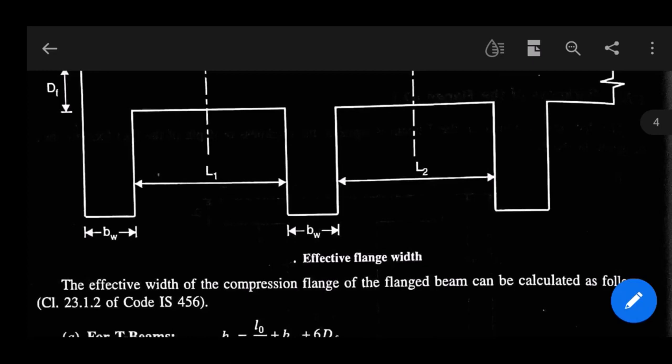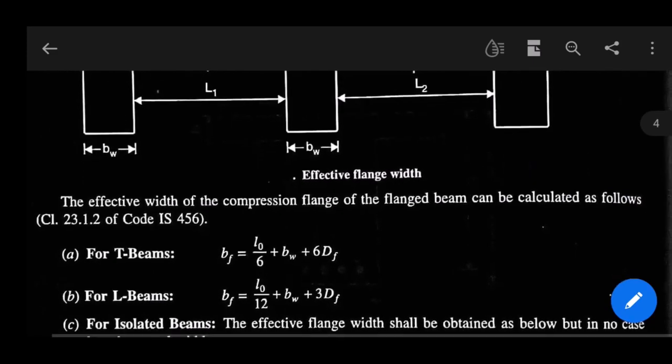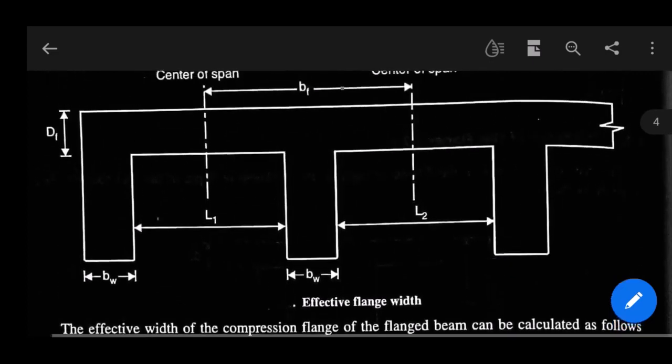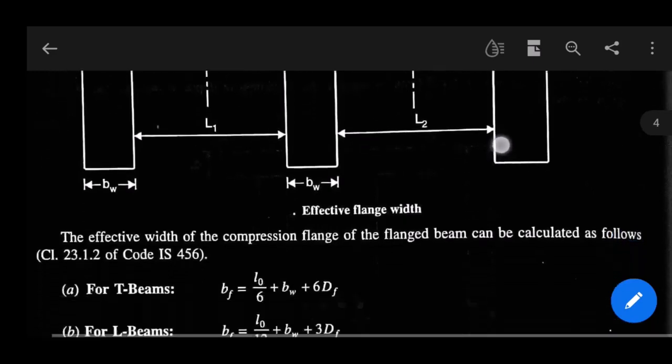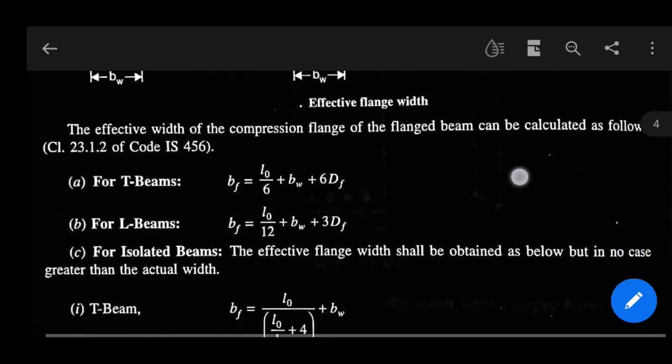So these considerations are from clause number 23.1.2 of IS 456 2000. For T-beam, bf is equal to L0 by 6 plus bw plus 6 Df, and for L-beams, this at left side, this is L-beam. Okay, and for L-beams, bf is equal to L0 by 12 plus bw plus 3 Df. Okay.